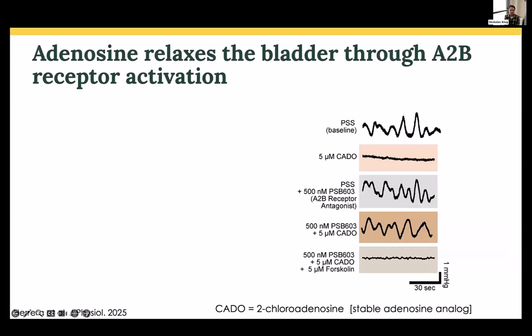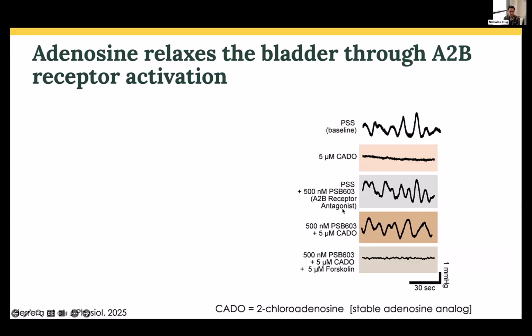So the first question was pretty simple to address. What is the effect of putting exogenous adenosine on the bladder? How does that affect bladder activity? You can see in these pressure traces the dramatic silencing effect of adenosine, where here we use this analog 2-chloroadenosine, which throughout the talk will just be called CADO. This is just a stable adenosine analog, so we fix the concentration without the adenosine being broken down in the bath.